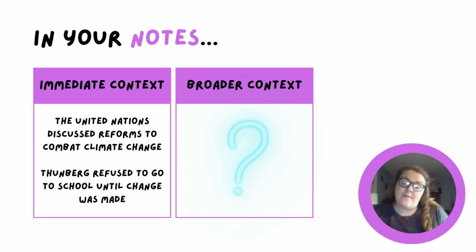Another piece of immediate context is that shortly before this, Thunberg had gone on essentially a boycott of school for a short time in which she refused to go to school until there was reform in climate change. The reason I mention this is because in the speech, she talks about the fact that she shouldn't be there, that it shouldn't be up to children to show adults how to do it. So that is a piece of context that also helps me further understand the passage. Now, in your notes, take a second and see if you can identify that broader context. What is the big picture, the so what, and the societal issue?